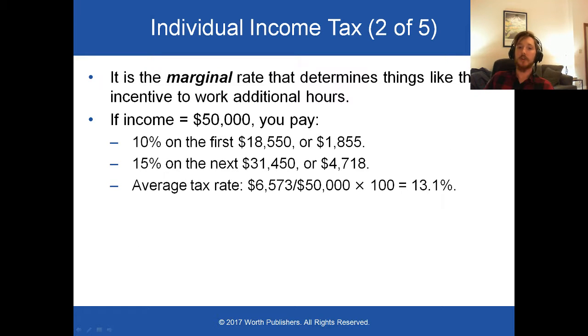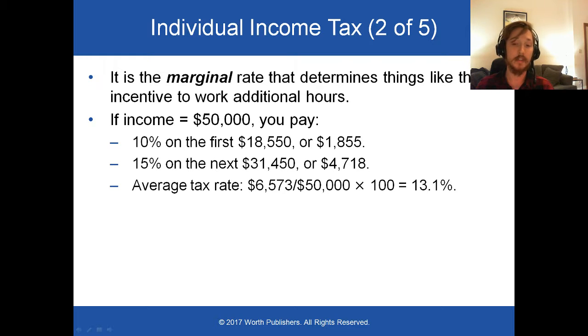So, the marginal rate determines things like the incentive to work additional hours. For instance, let's say you earned $50,000. So, you pay 10% on the first $18,550. You keep 90 cents on each dollar you earn. That is, you pay $1,855 in taxes on the first $18,550 you earn. But since your income is $50,000, you earn another $31,450. And you pay 15% on that, 15% on the next $31,450. That's the equivalent of $4,718 in taxes.